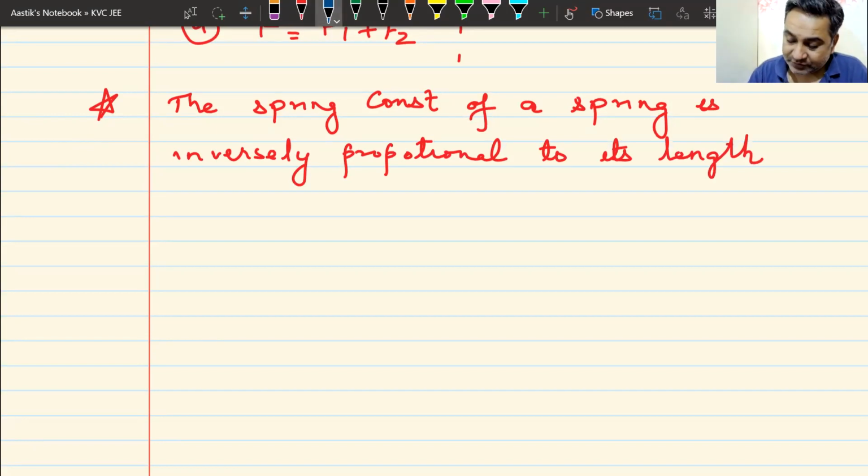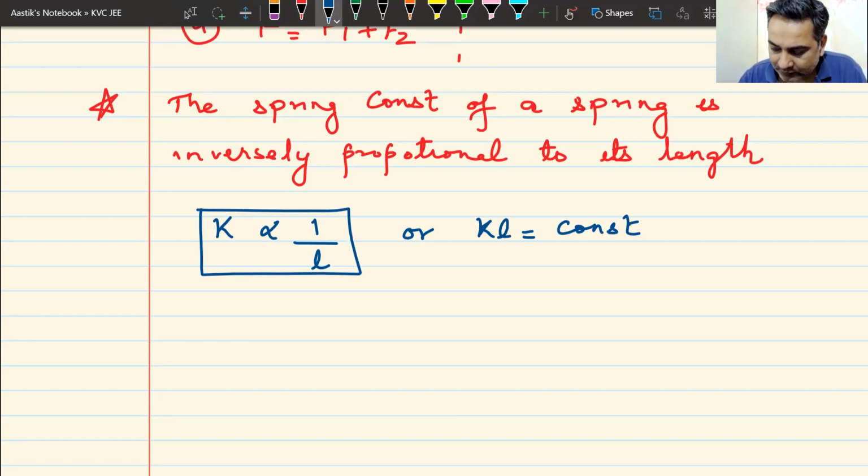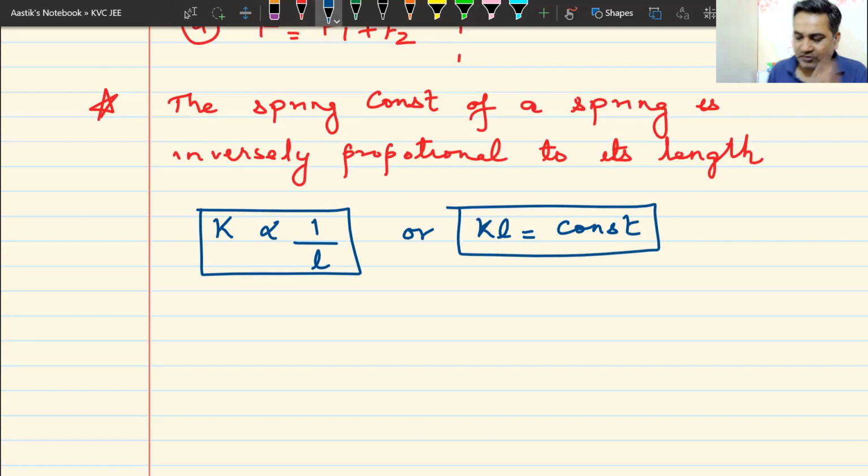So basically what I mean to say is K is proportional to 1 by L, or I can say it like this: K into L is a constant for any given spring. I'll give you a problem on this that will make things clear.